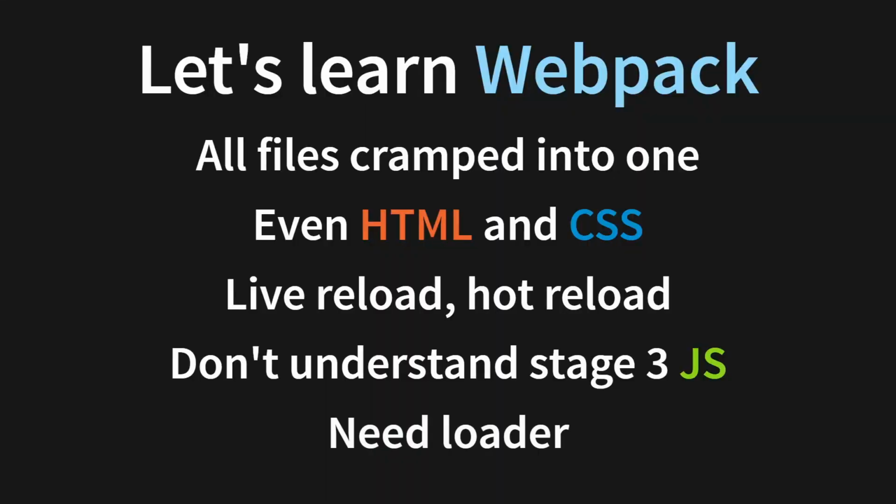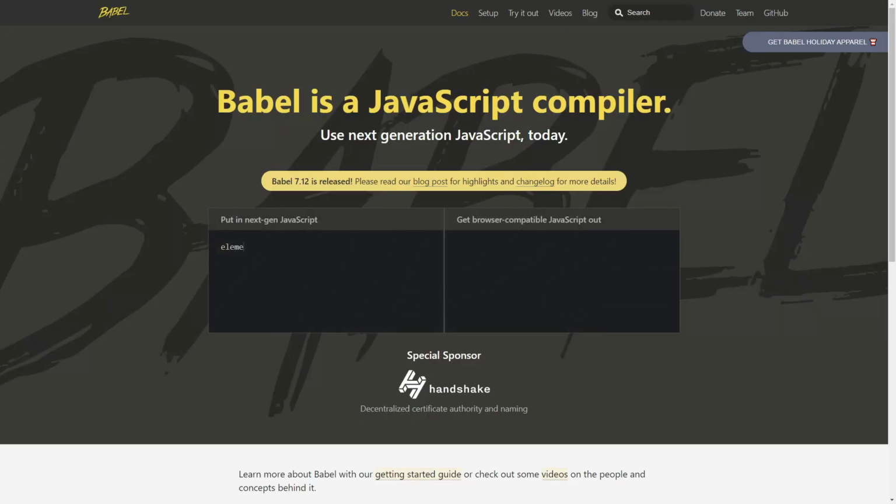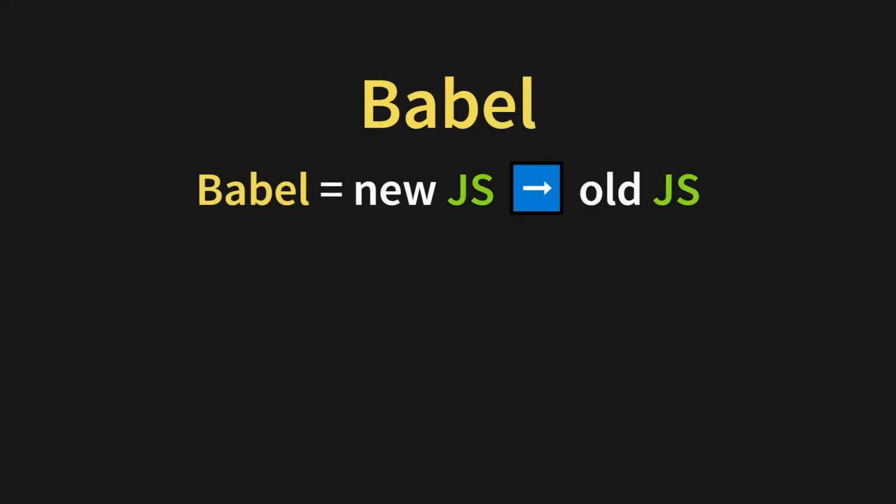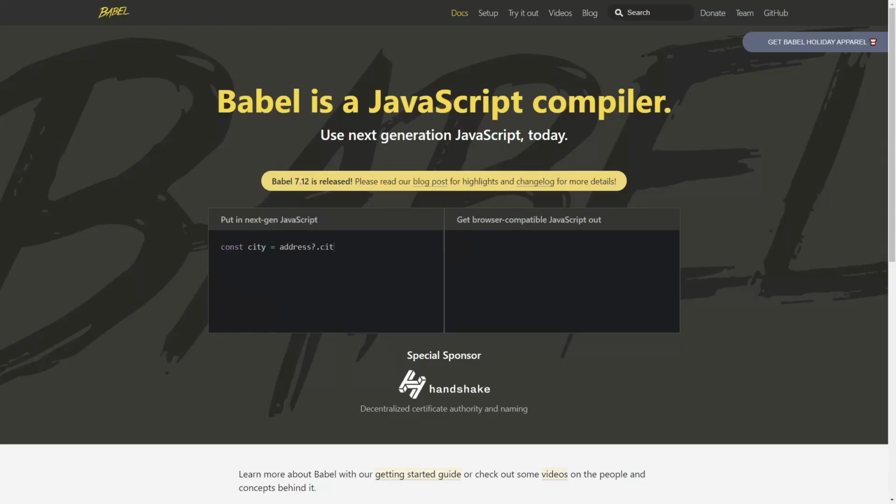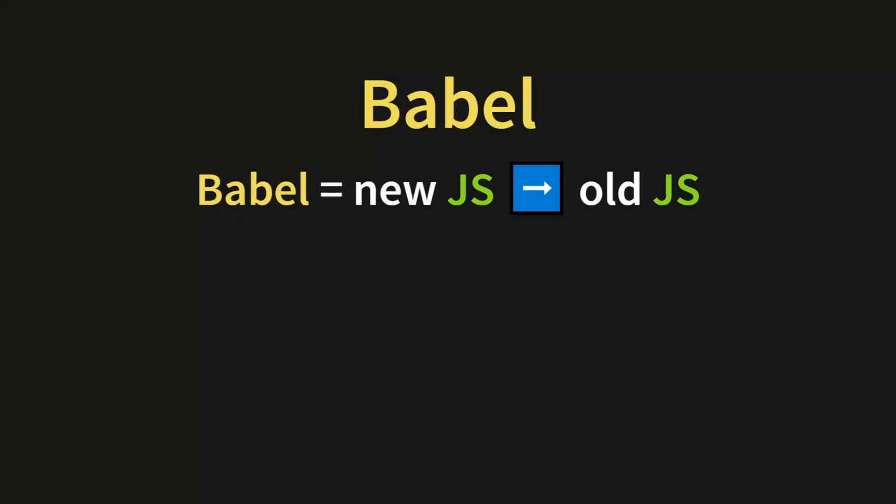And which loader are we going to use? Well, we're going to use the big one. We're going to use Babel. And I'm going to teach you Babel as well here today. Babel is all about converting new JavaScript to old JavaScript so that you can use modern JavaScript before it's fully supported in all browsers, or in this case, in Webpack.